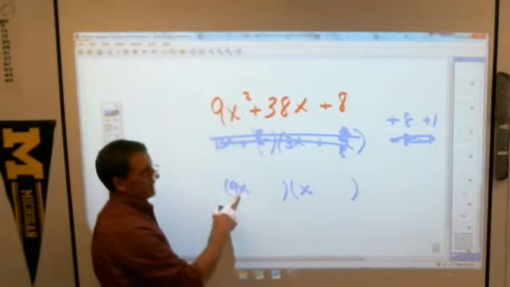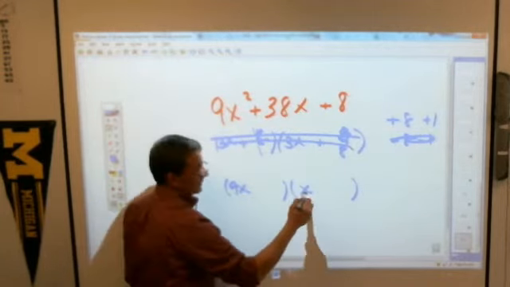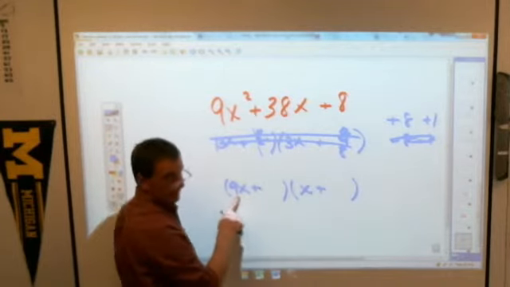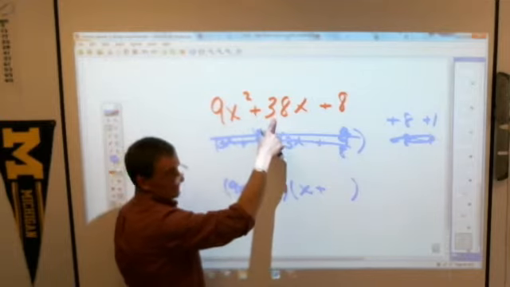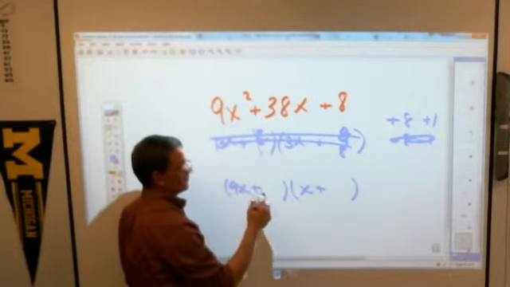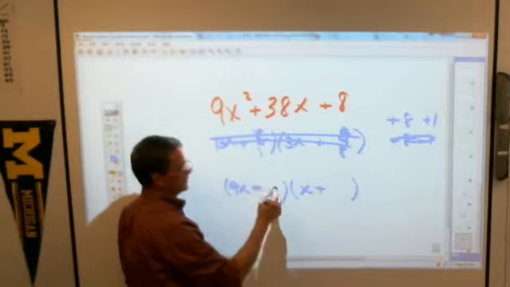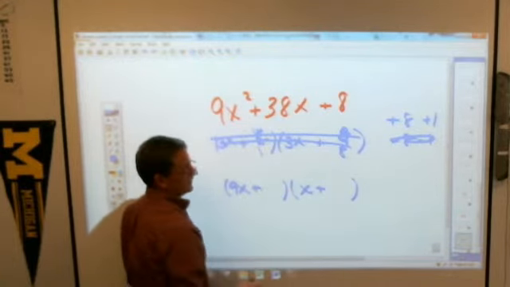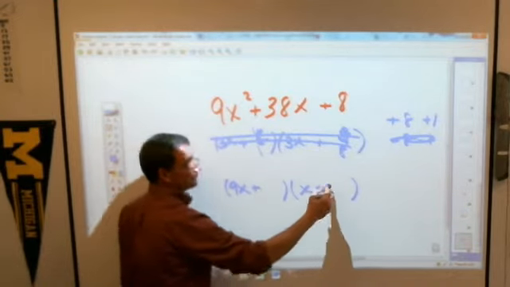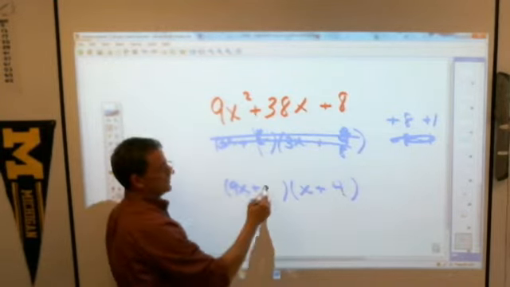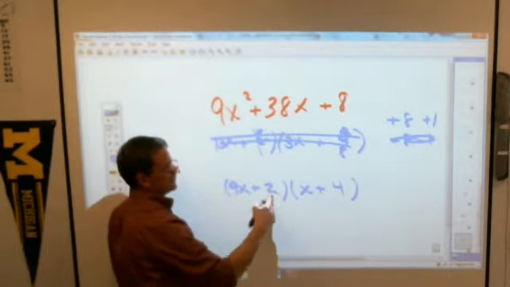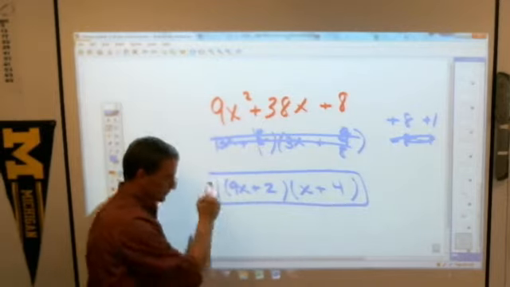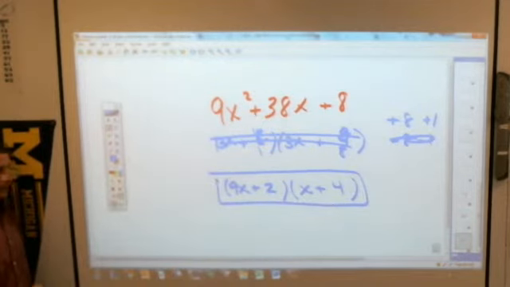So then I go to the 9x. Now, again, they both have to be plus. If I put an 8 here, what's 8 times 9? 72. Way higher than that. If I put an 8 here and a 1 there, that gives me 9 plus 8, which is only 17. So it's going to have to be 4. I'll put my 4 there because that'll give me 36, and a 2 there. 36 and 2 is 38. Now this should be the factor of that.